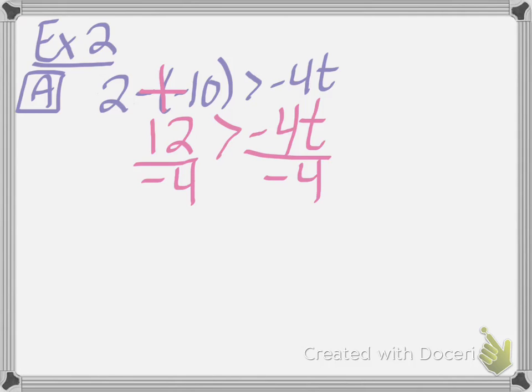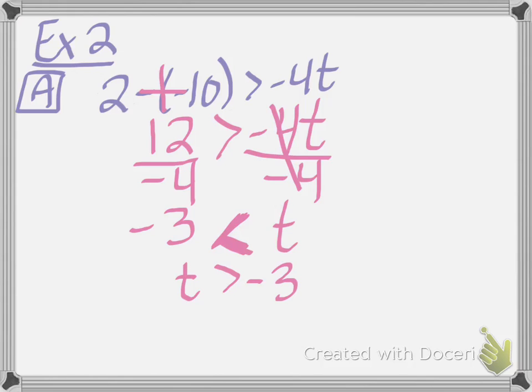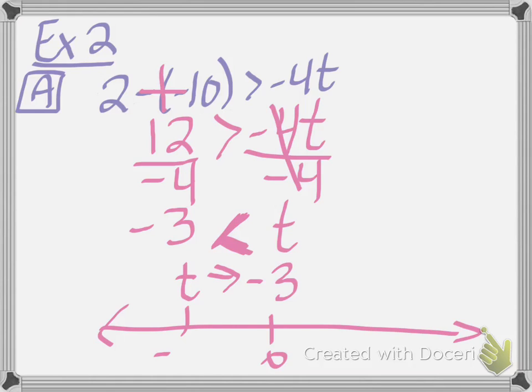And I divided by a negative, so I'm going to change my symbol right now before I do anything else. 12 divided by negative 4 is negative 3. Negative 3 is less than t, which means t is greater than negative 3. Now I can use my arrows trick, and at negative 3, I am open, and I am greater than it.